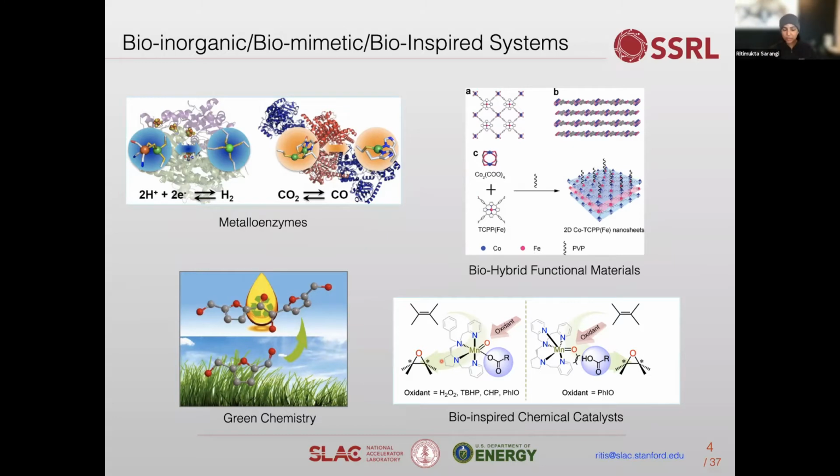You start with metalloenzymes, and then the understanding that you get about the electronic structure and function of these enzymes can be translated to other more practical areas, such as biohybrid functional materials for catalysis. You can use those principles in green chemistry or other bio-inspired chemical catalysis. And a lot of research groups around the world do just that, take some of this understanding that we get from metalloenzymes and then apply them to these diverse areas of research.